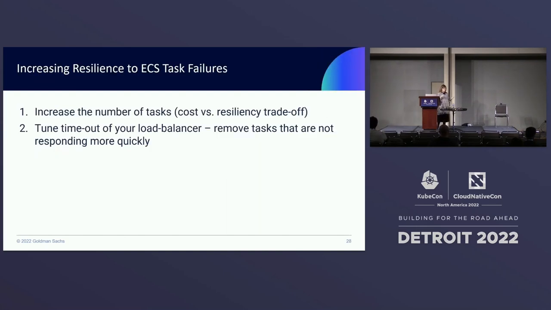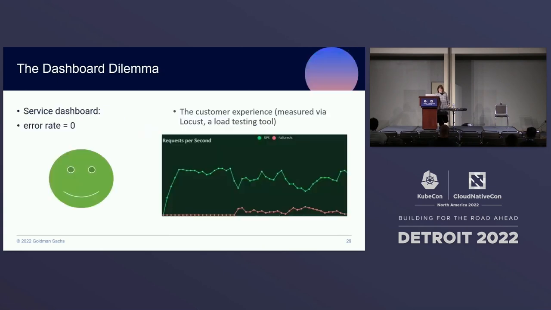So how would you solve for something like that? First of all, you can increase the number of tasks. Three tasks is not very much. You can scale it up to hundreds, and then the impact from a single task going down is negligible. But that's a cost versus resiliency trade-off. Depending on how much resiliency you need, you might choose to pay for more tasks or not. Two is you can tune the timeout of your load balancer so that you remove tasks that are not responding more quickly. That's also a trade-off because you might end up with churn, like you remove the task when it really would have come up on its own. So there's always trade-offs and tuning that goes on here.